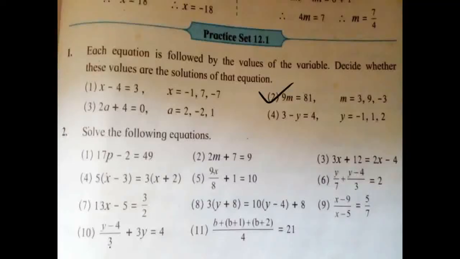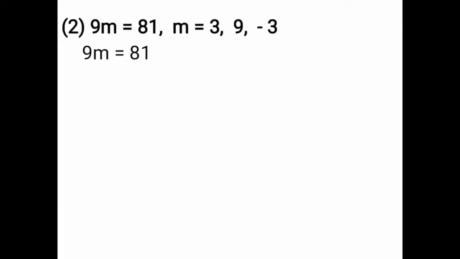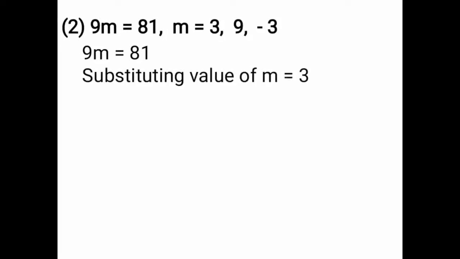Next, 9m is equal to 81. The given values of variable m are m is equal to 3, 9 and -3. 9m is equal to 81. Substituting value of m is equal to 3. First one, value of m variable, what is given? 3. So you have to substitute value of m is equal to 3.